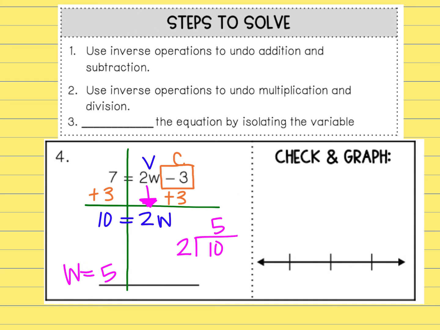To check my work, I would say 2W minus 3. That means times, so I think W is 5. 2 times 5 minus 3. 2 times 5 is 10. 10 minus 3 makes 7. Then over here, the number for the total by the equal sign is 7. That's what I got, so 5 is the correct answer.